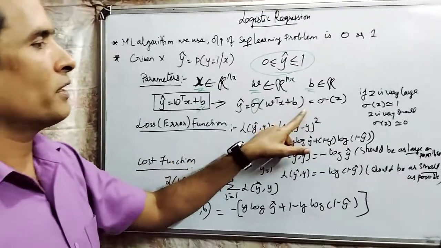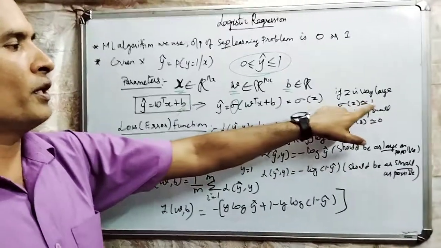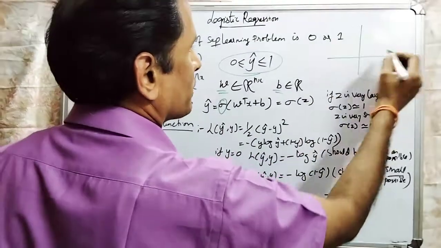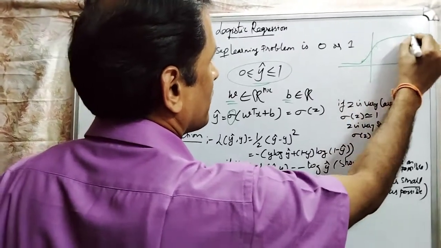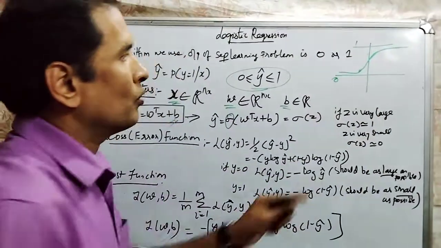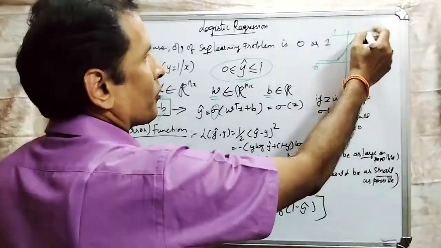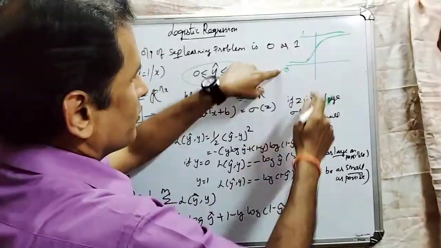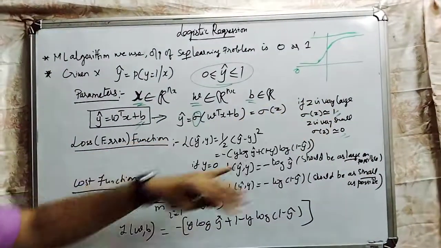In the case of logistic regression, when the value of z is very large, then sigmoid of z will be equal to 1. And if z is very small, then sigmoid of z will be approximately equal to 0, which can be represented using this graph. So when z is very large, sigmoid of z is nearly equal to 1. When z is very small, sigmoid of z will be equal to 0. So we are bounding the value between 0 and 1 in logistic regression.